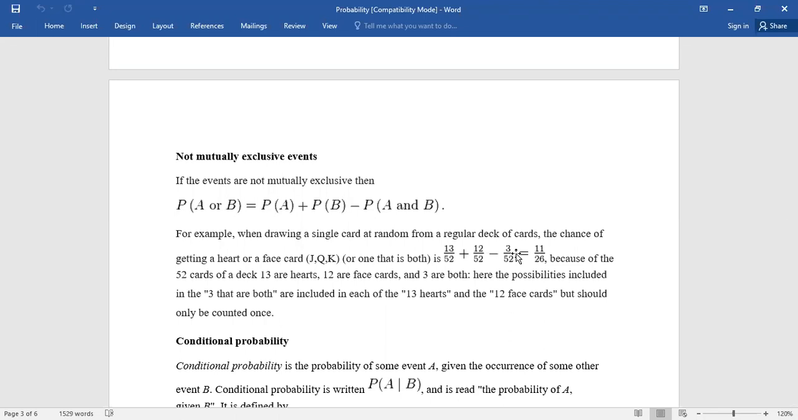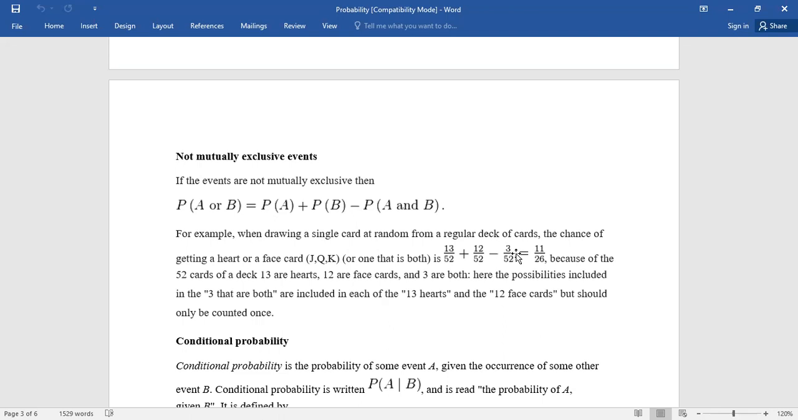Are we there? Now, in the 52 cards deck, 13 are hearts, 12 are face cards, and 3 are both. So the 3 that are both will be included in either the 13 hearts or the 12 faces. But this should only be counted once. You get? So we are talking of not mutually exclusive events. We are not doing it subsequently. We are only doing it once.